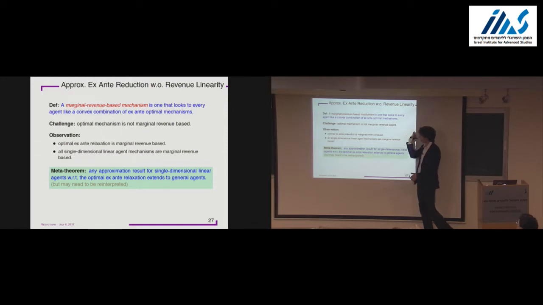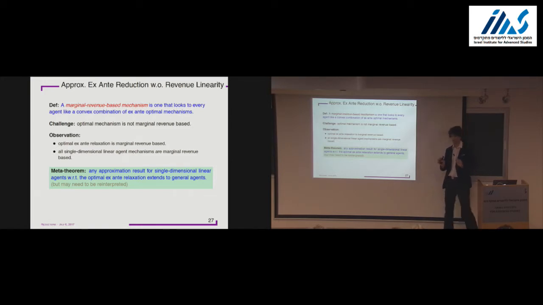Automatically extend. Okay? And there was about 5 years of research in computer science proving single-dimensional approximation results by comparing to the ex ante relaxation. So this marginal revenue generalization of this approach generalizes all of that theory to crazy nonlinear agents and multidimensional preferences, whatever you want, any kind of agent. And it may need to be reinterpreted. Why? There are some interpretations of these mechanisms based on looking at what they end up doing. Those interpretations might not be the same when you start using wacky ex ante mechanisms that are optimal for wacky single-player non-revenue-linear problems.